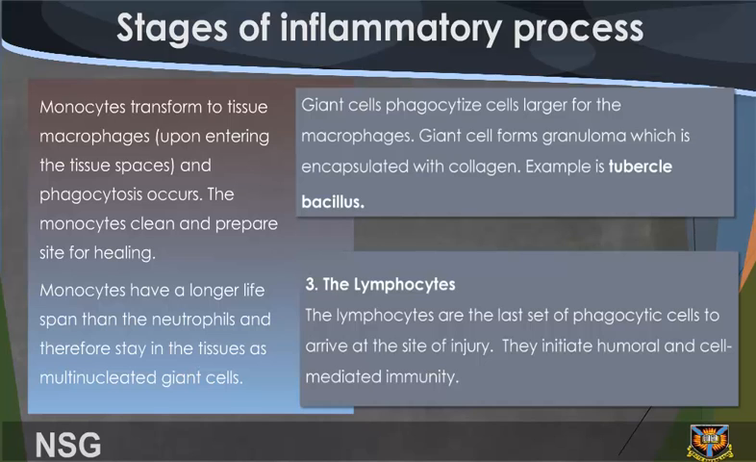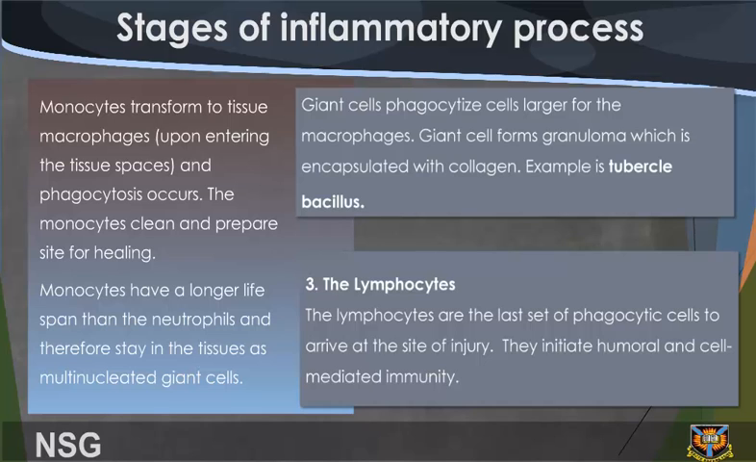Monocytes have a longer lifespan than the neutrophils and therefore stay in the tissues as multinucleated giant cells. Giant cells phagocytize cells larger than the macrophages can. Giant cells form granuloma, which is encapsulated with collagen. An example is tuberculobacillus. 3. The lymphocytes. The lymphocytes are the last set of phagocytic cells to arrive at the site of injury.